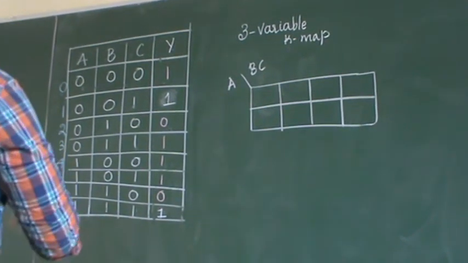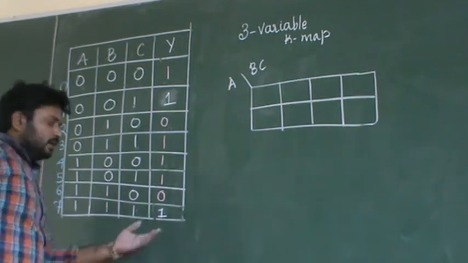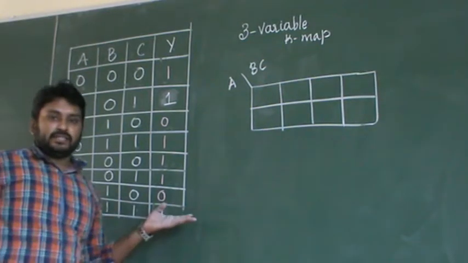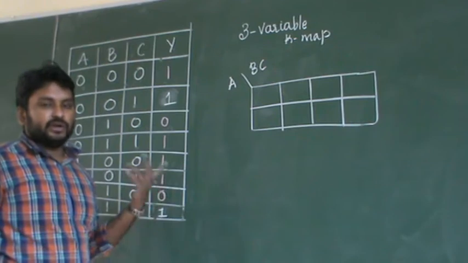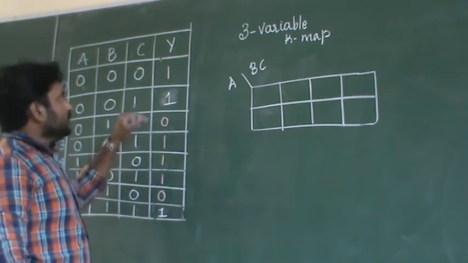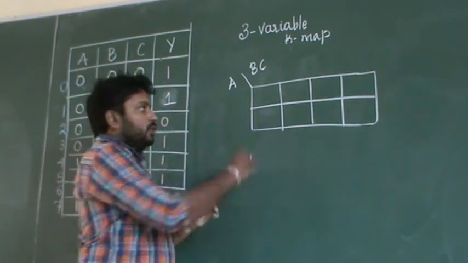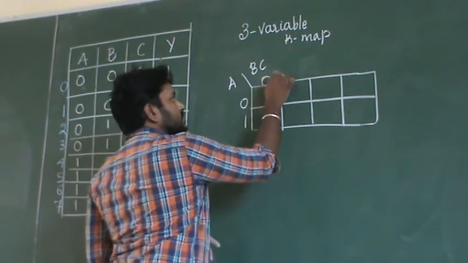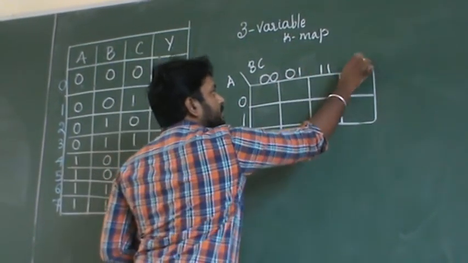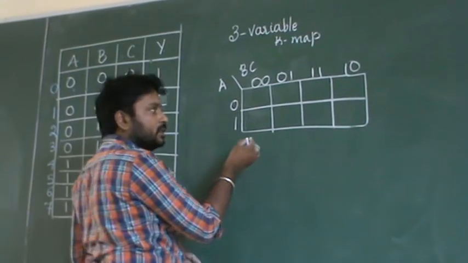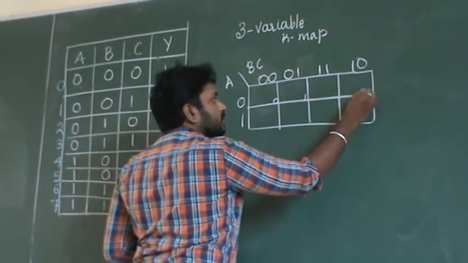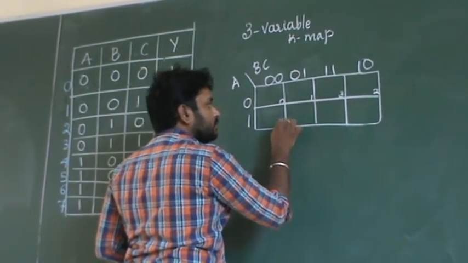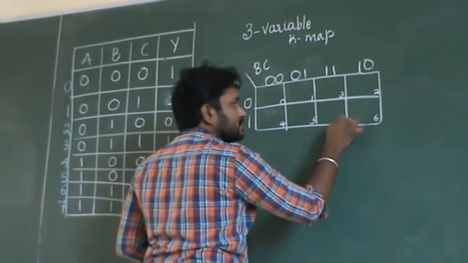So this is the third example. Okay, this is the third example. By understanding this particular example, I hope you can do any of the three variable K maps. Okay. So now I hope you know how to write down all these things: 0, 1, 0, 0, 0, 1, 1, 1, and 1, 0, and writing the numbers in the cells 0, 1, 2, 3, 4, 5, 6, 7.